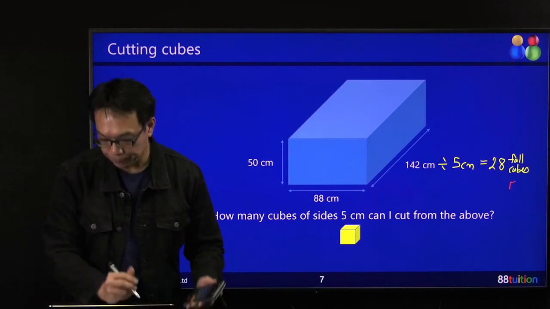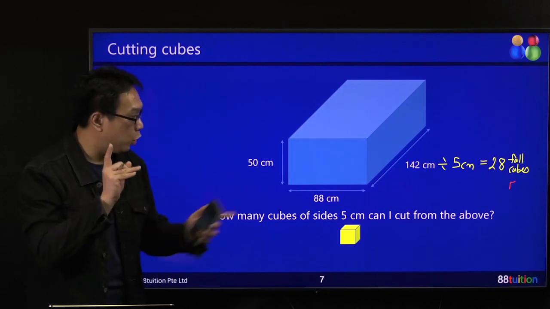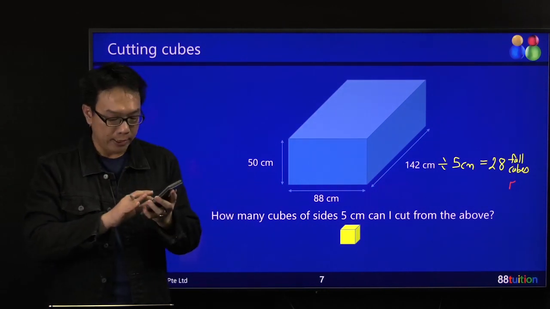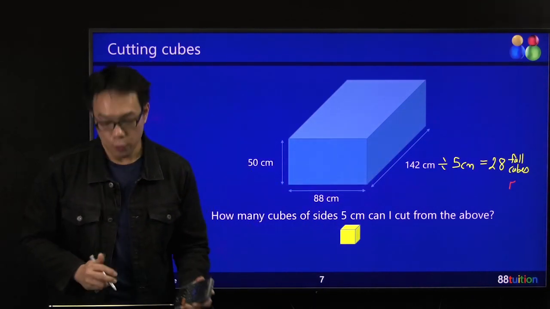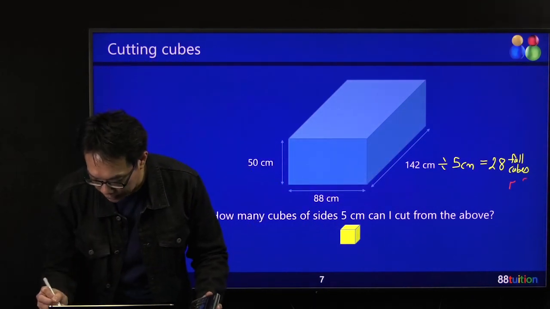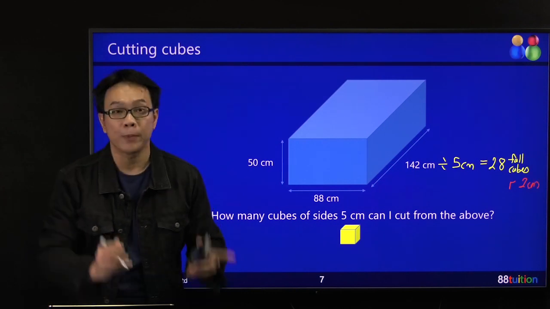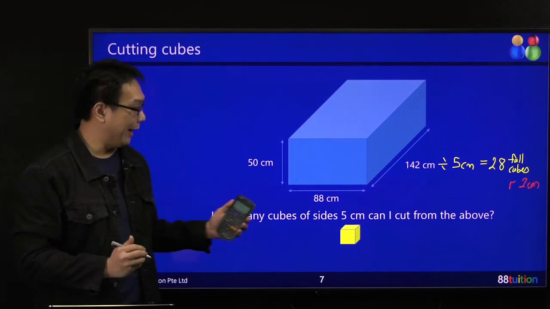It's good practice. 28 full cubes, and 1 cube is 5 cm, so 28 times 5 gives you 140. But here you have 142, which means there's a remainder of 2 cm. And what is the 2 cm? Wasted. Very good.